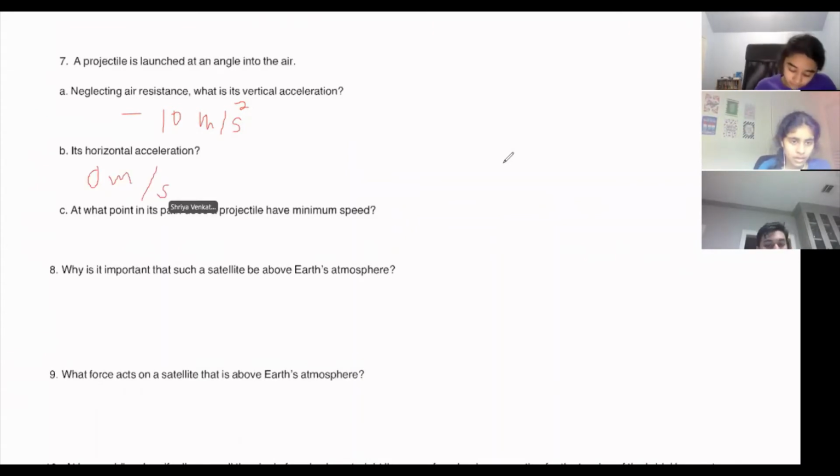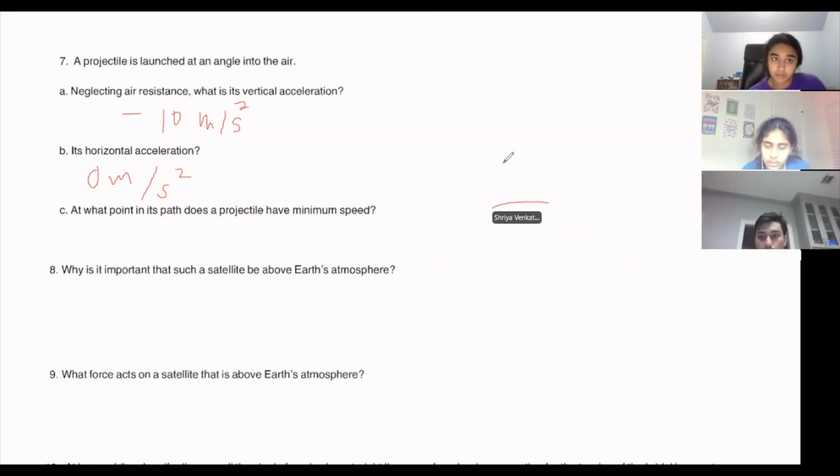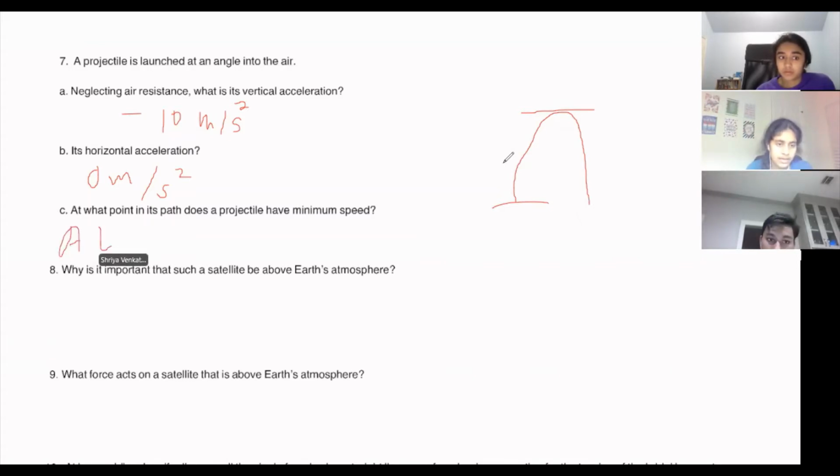And then at what point does the projectile have minimum speed? Well, a projectile kind of looks like this, right? So it's at the top that it would have the minimum speed, because it's at the top where the vertical component of velocity is 0. So say Vy is 0, right? Or Uy is 0? No, Vy is 0, sorry. So it would be at the maximum height, right? So at the top, basically.